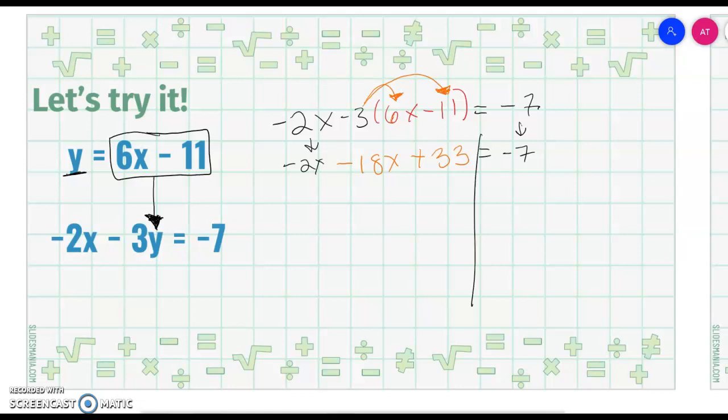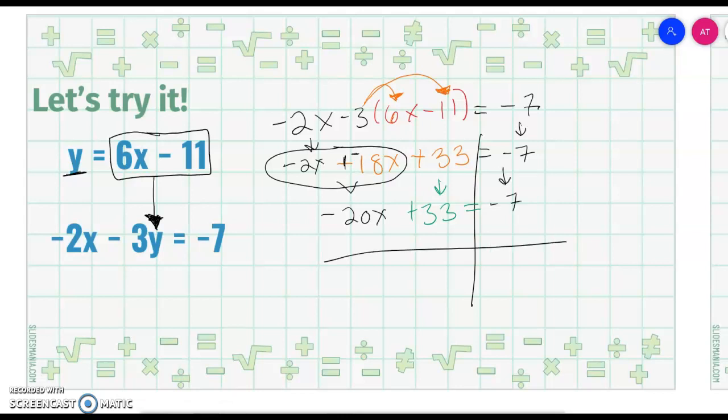So now I can combine like terms. I can combine this negative 2x and this minus 18x. And if you remember, keep change. I'm essentially adding a negative 2x and a negative 18x together to give me negative 20x. Did I do anything to this 33? Nope. So just bring it straight down. Same thing with this negative 7.